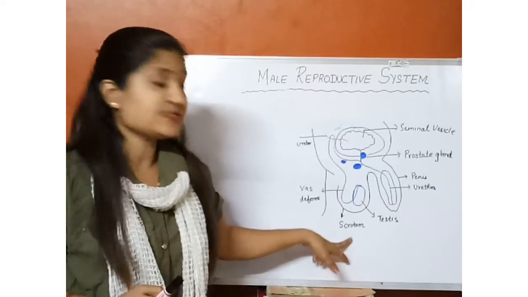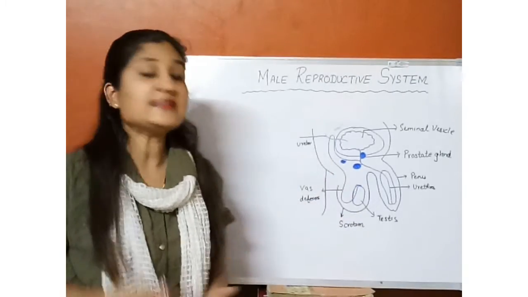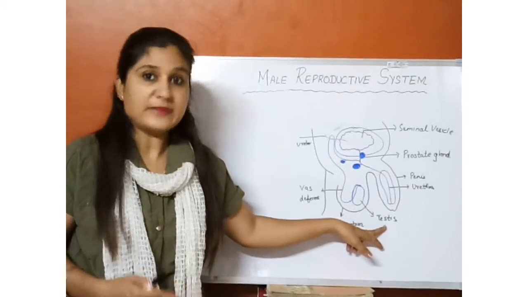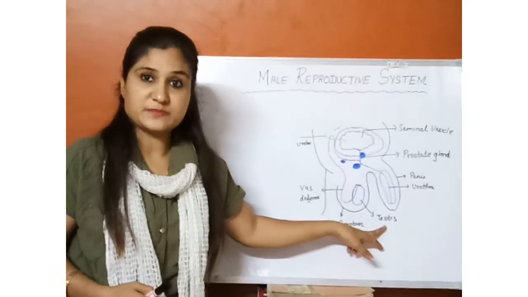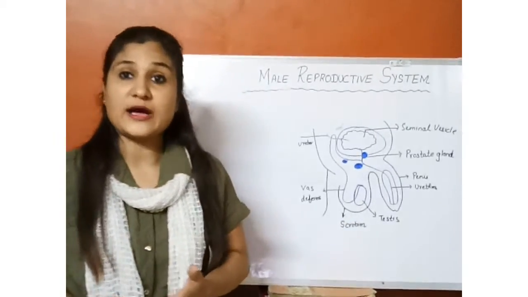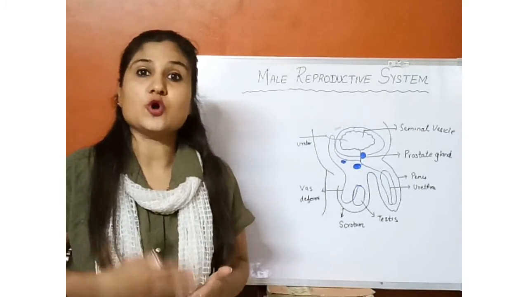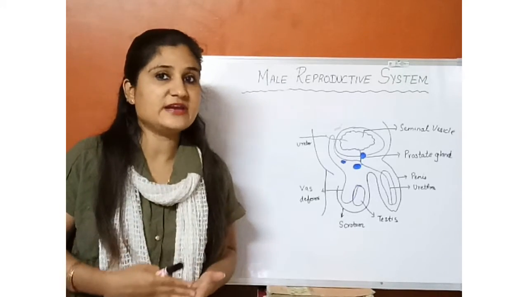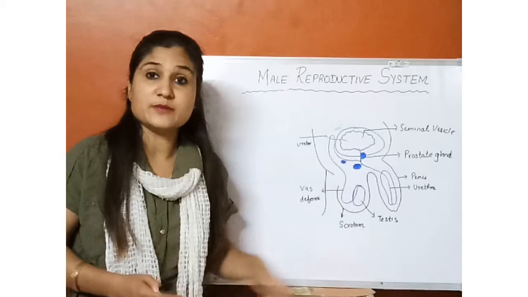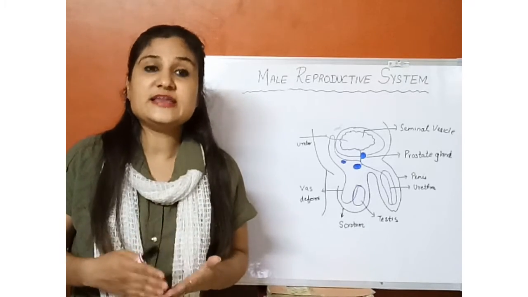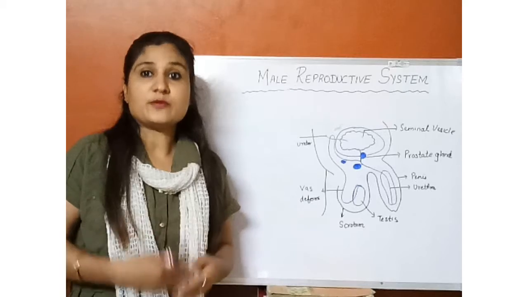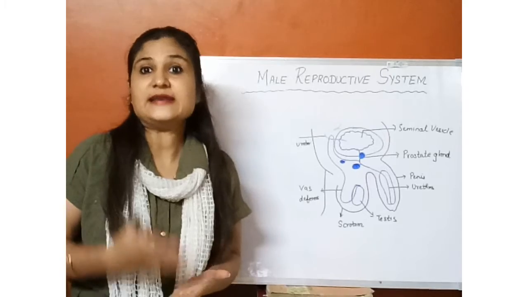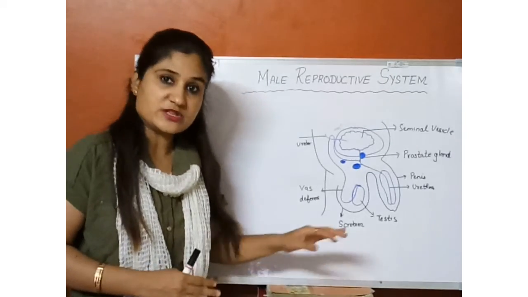Now our question is, why is the scrotum present outside the abdominal cavity? Now the reason is that the testis forms the male gamete, that is the sperm, and the formation of the sperm requires a lower temperature than the normal body temperature, and we all know that our normal body temperature is 37 degrees Celsius, and the formation of sperm requires 2 to 3 degrees Celsius less than the normal body temperature. That is why the scrotum lies outside the abdominal cavity. Now this is clear to you.